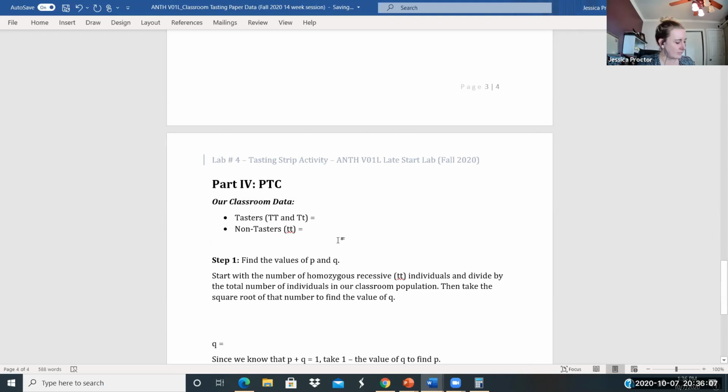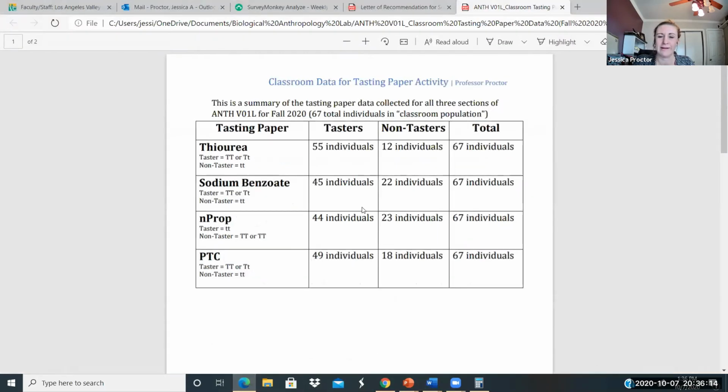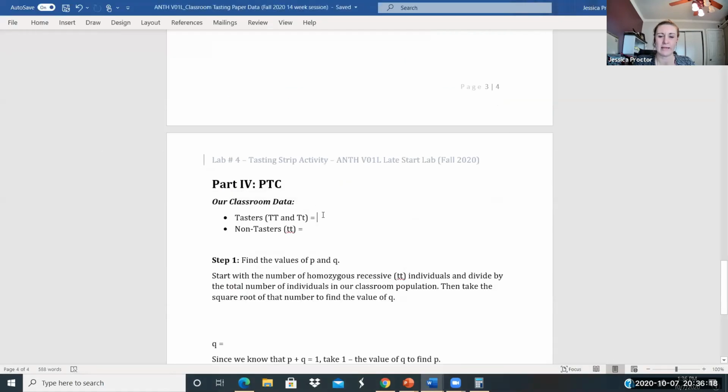So this is the chemical PTC. So let's go back to our data. Let me just check one thing real quick because I can't read my own handwriting. All right, yeah, so for PTC, we have 49 individuals that are tasters. So 49 of us can taste PTC.